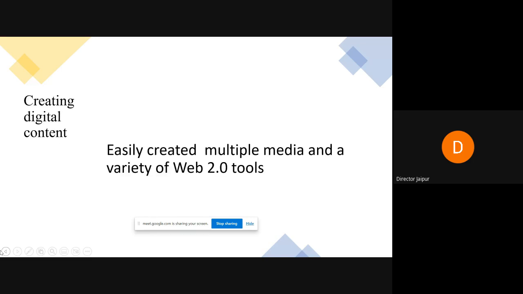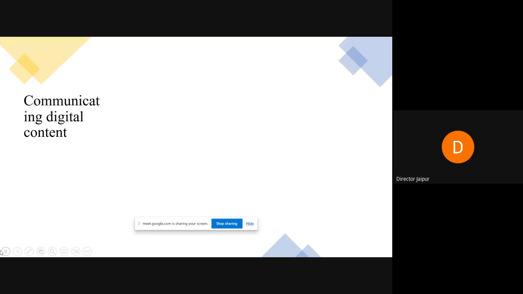Creating, you can easily create with the help of web tools like we are using now. We are taking photos, and when we are taking photos using our mobile, we have filters, or now even those apps which are coming, where somebody is singing a song and you are acting. So by that I mean easily created multimedia content using Web 2.0 tools. Communicating through Facebook, Twitter, Instagram, and many tools we have nowadays.